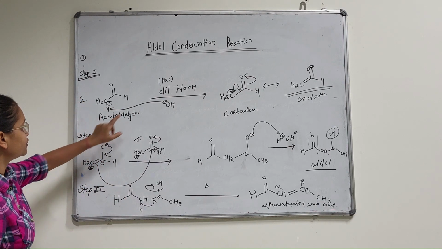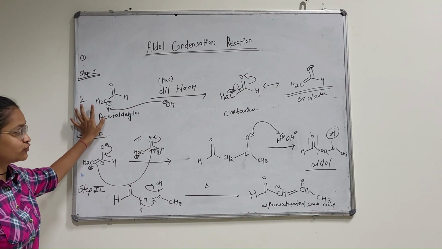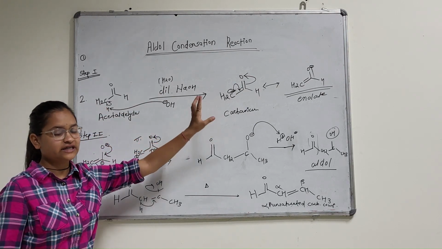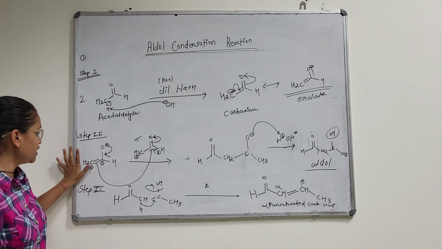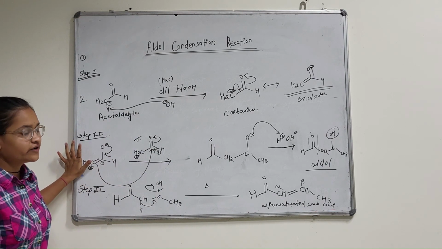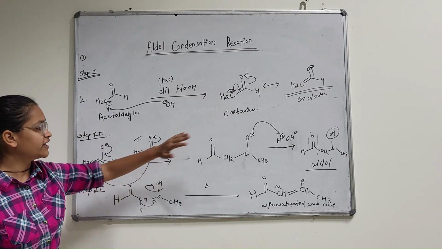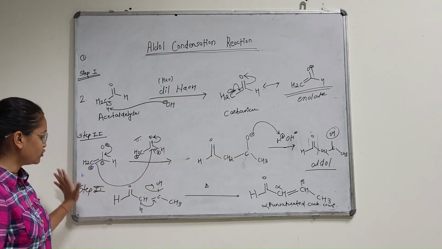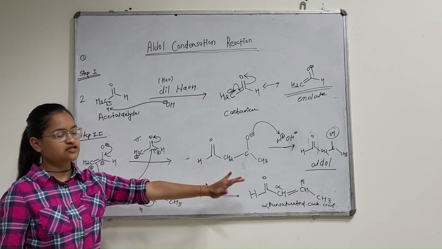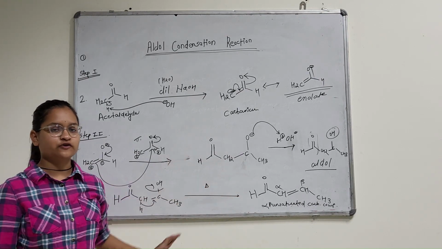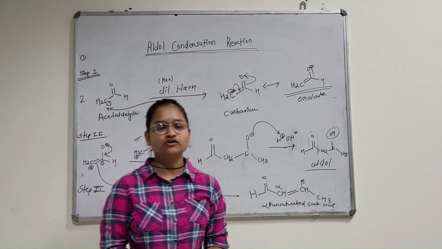In the first step, the base attacks the acidic proton. That gives our first product, the enolate. In the second step, we use the first product, the enolate. The enolate acts as a nucleophile, and the second molecule acts as an electrophile. We get our aldol product. We use that aldol product in the third step, the condensation step, and we get our alpha beta unsaturated carbonyl compound as the final product. So this is all about the aldol condensation reaction.